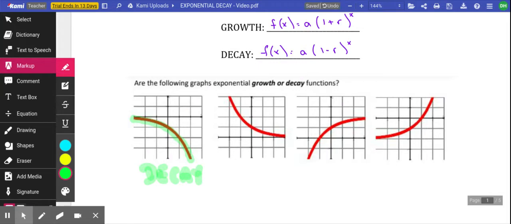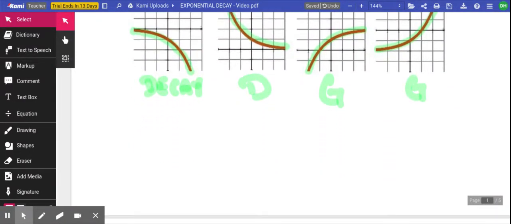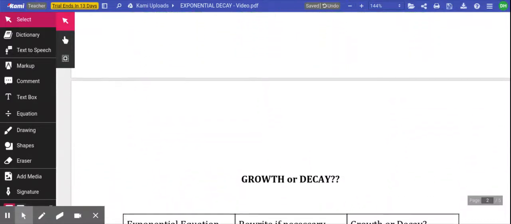Probably not the best idea to write with my highlighter. Again, if we go from left to right, this graph is also falling as well. So we'll say decay. Now this next problem is rising, going up. So we've got ourselves a growth model. And again, going from left to right, we're rising, going up, up, up, up. So we've got ourselves another growth model. Notice sometimes they're above the x-axis, sometimes they're below, sometimes they intersect. But we're just worried about whether they're going up or down.